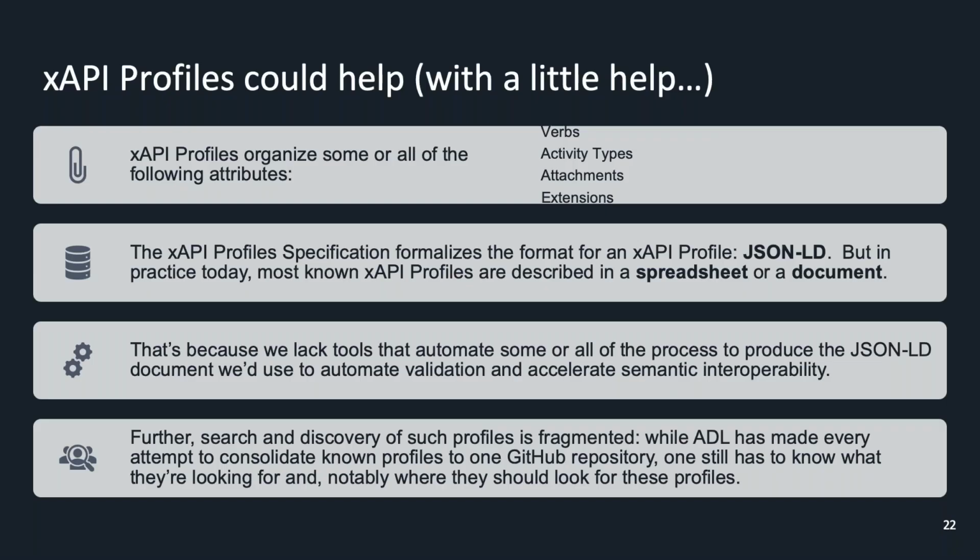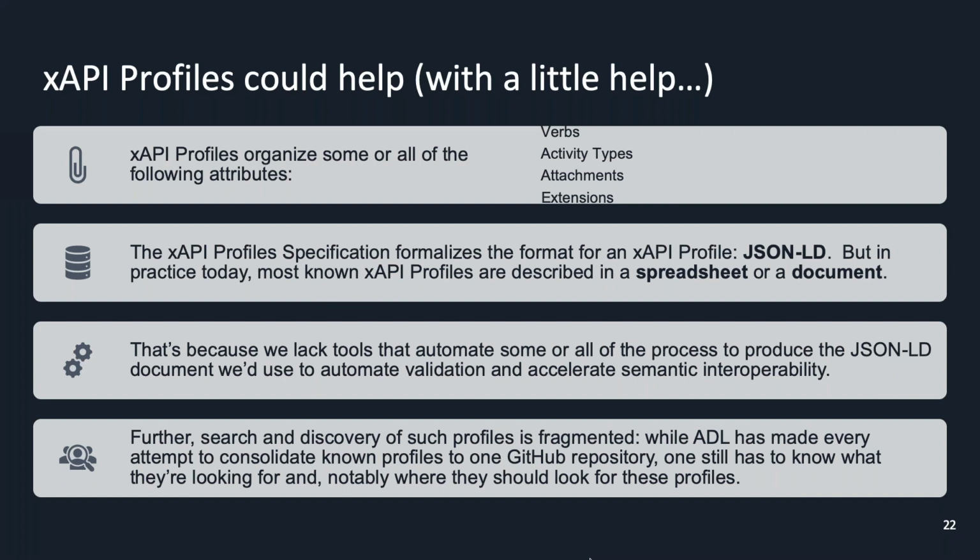The point is that profiles can organize some or all of these attributes. We're talking about verbs, activity types, attachments, extensions. Jason just went through all of that with you, all right? What the profile specification does by itself is formalize the format for a profile, all right? Put it in JSON-LD.